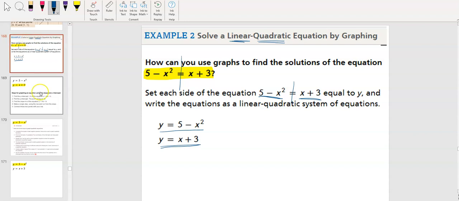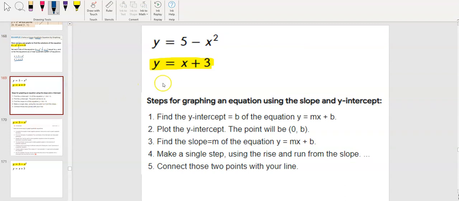Now, there are lots of different ways to graph. So I just Googled this, and this is what Google, and I even think it was the AI version of Google, came up with. So steps for graphing an equation using slope-intercept form, or slope and y-intercept. When I'm given slope-intercept form, the first thing I'm going to do to graph is find b. That is my y-intercept, and I'm going to graph that first. So if I was graphing this, I would graph +3 first.